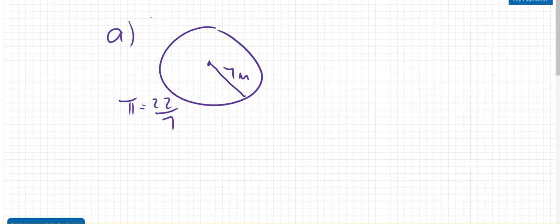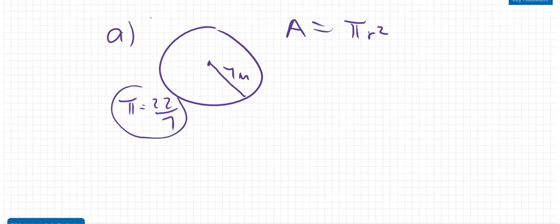Okay, so first of all, write the formula for calculating the area of a circle. Area is equal to pi r squared. That is something you should know by heart. Okay, so pi, I don't have a calculator, or they don't want me to use a calculator. I have to use this for my pi.